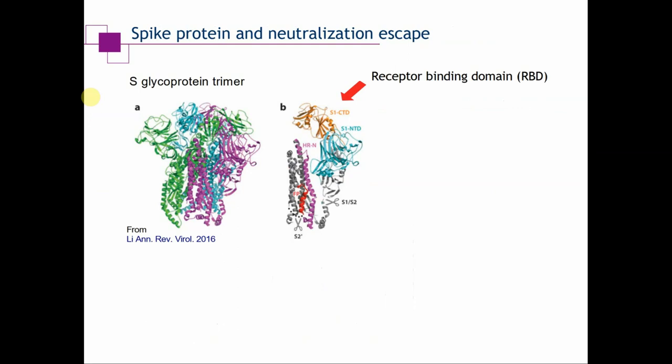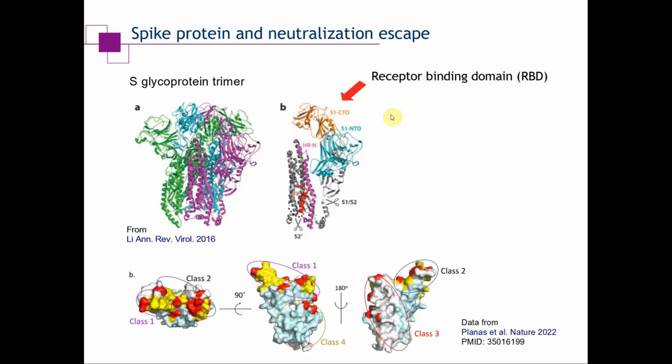Now, what is happening here? Okay, so if you have a little bit of a look at the S protein trimer, you have two domains, S1 and S2. S1 is the receptor binding subunit, and particularly this C-terminal domain is the receptor binding domain.